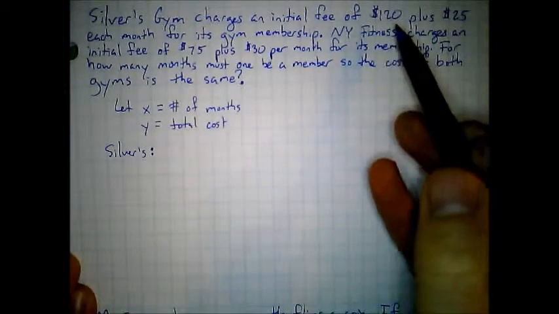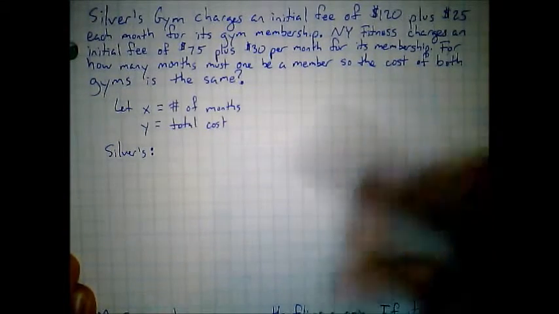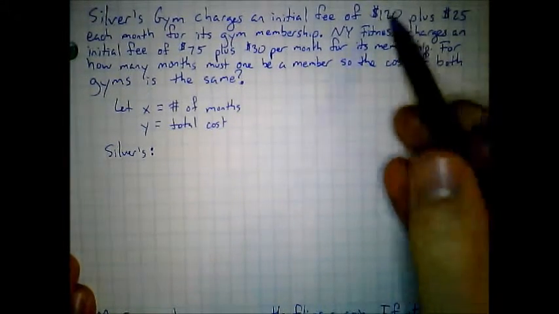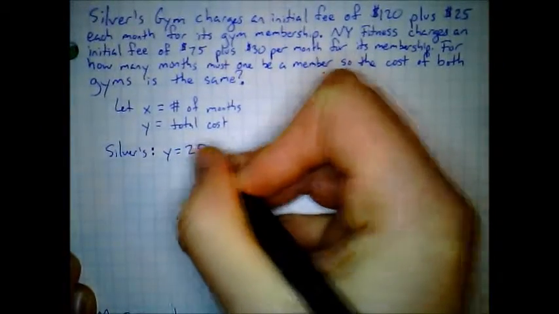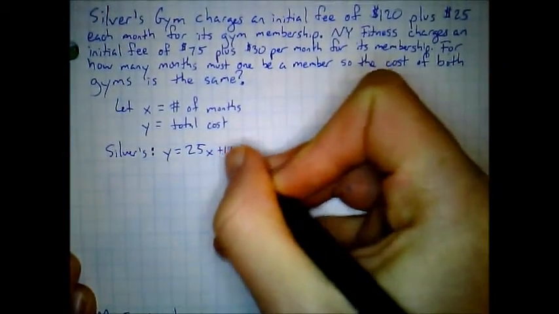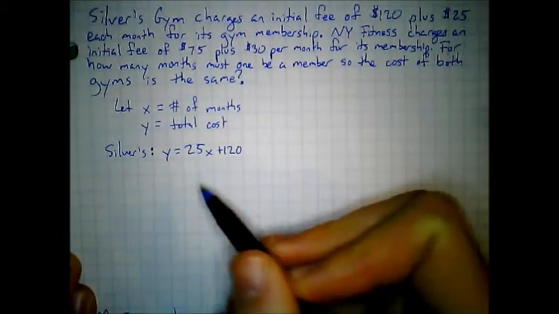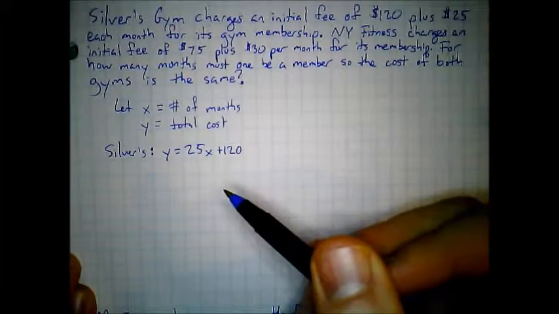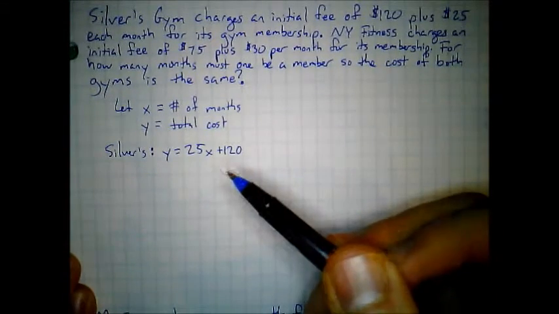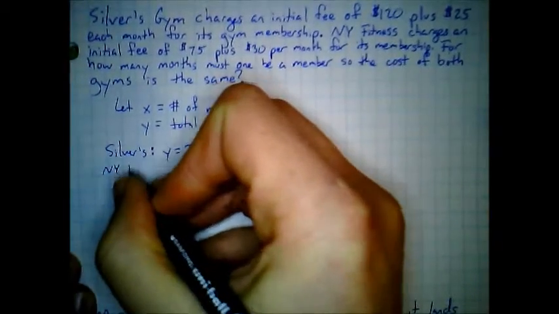So for Silver's Gym, we've got to figure out what its equation is. Well, Silver's Gym charges an initial fee of $120 plus $25 each month. So its growth is 25, its starting amount is 120, so it's very simply y equals 25x plus 120. The growth is $25 each month. The starting amount is $120 initial fee. And this is the equation that represents the cost for Silver's Gym. Okay, New York Fitness.